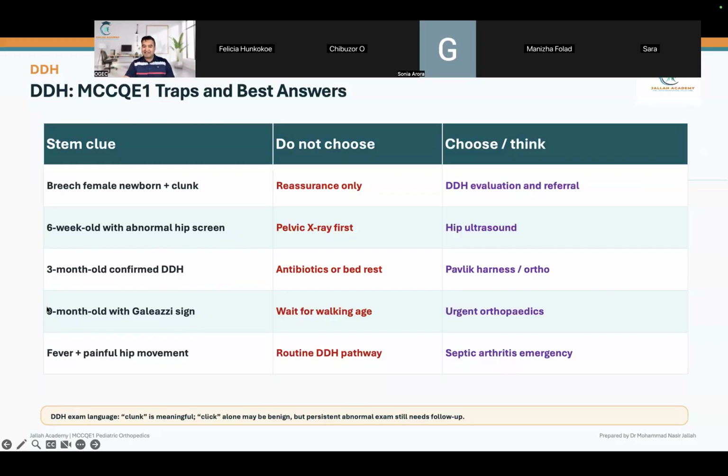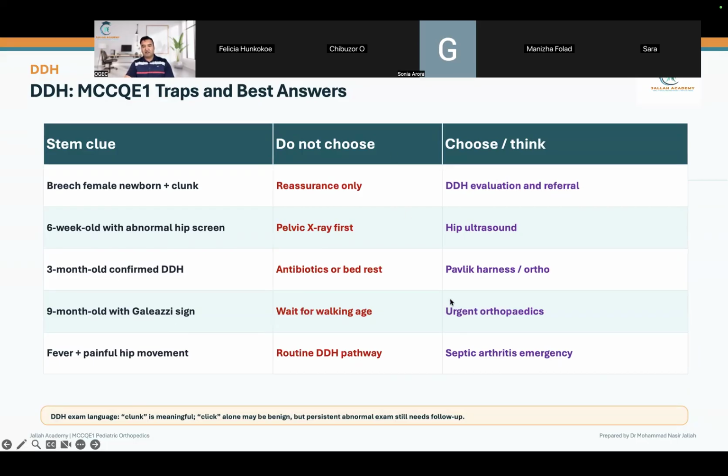Now, 9 months is late. 9 months is above 6 months, right? So now what do we do? And I noticed the Galeazzi sign too. What is the Galeazzi sign? When you see the patient has one leg normal, the other one is shorter. It means a discrepancy between the leg lengths. If it is positive, it means the patient has DDH. And if it is late, then I have to escalate the management.